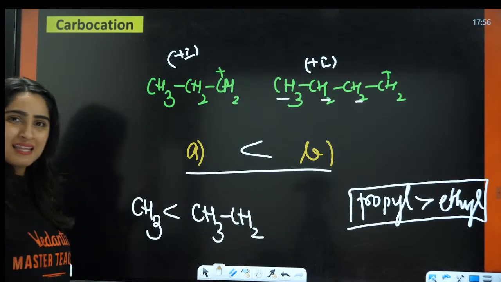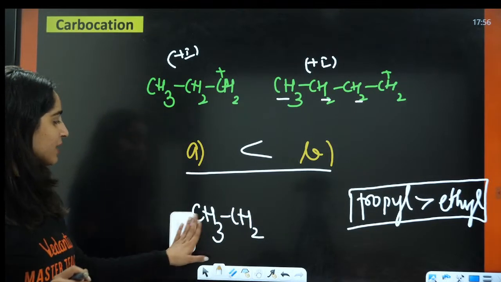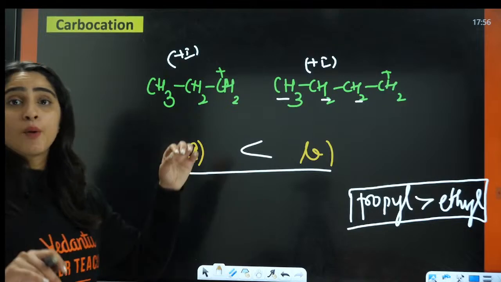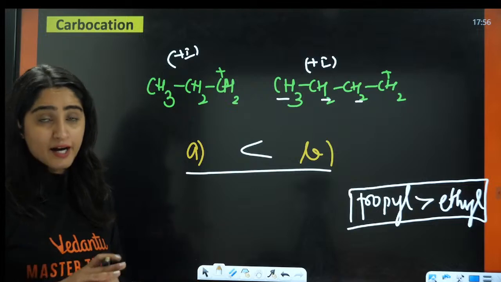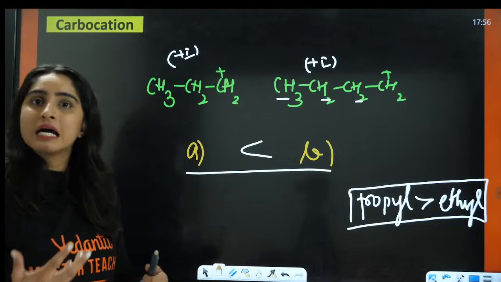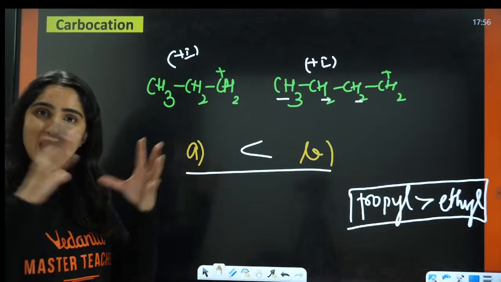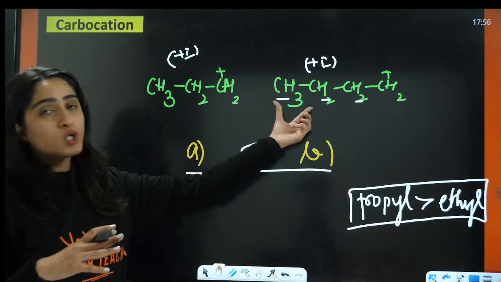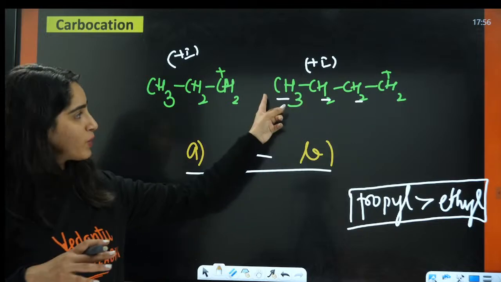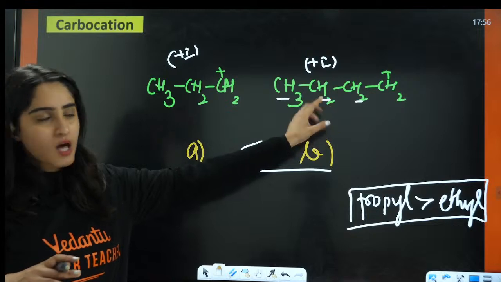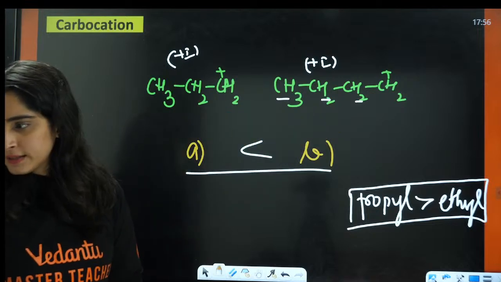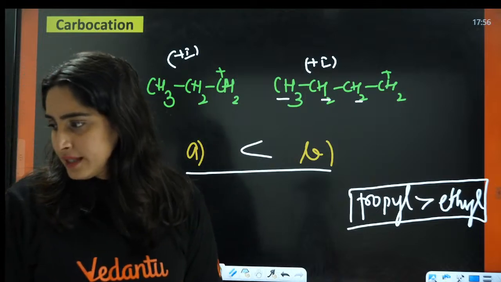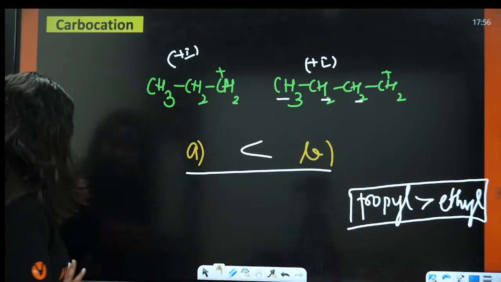Why? Because in these kinds of matters, we say that the more the number of carbon atoms, each carbon atom and hydrogen will have its plus effect, and together they will contribute more towards giving the electrons. We have 3 carbon atoms here, and here we have just 2 carbon atoms. Understood? Yes, B is more than A.